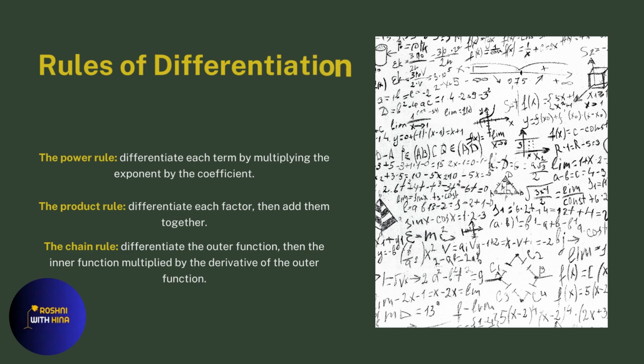Rules of differentiation. The power rule. Differentiate each term by multiplying the exponent by the coefficient. The product rule. Differentiate each factor, then add them together. The chain rule. Differentiate the outer function, then multiply by the derivative of the inner function.